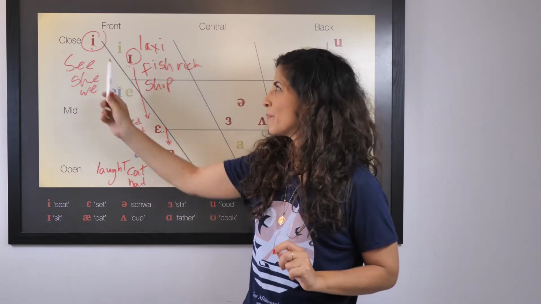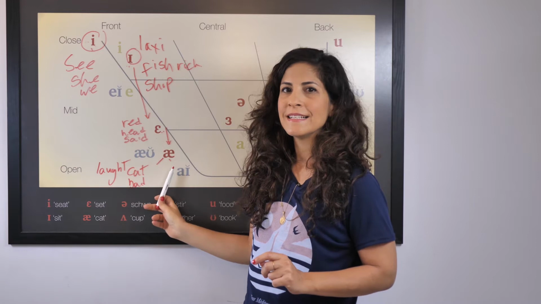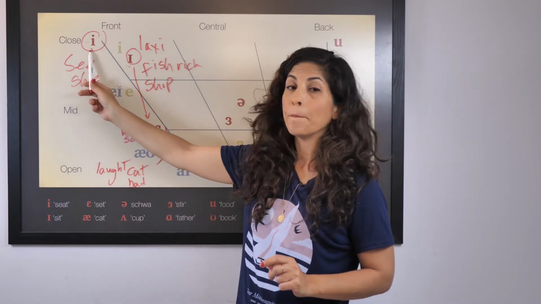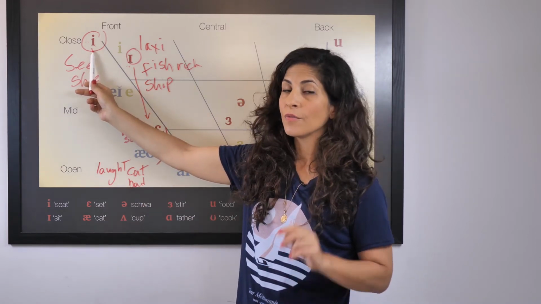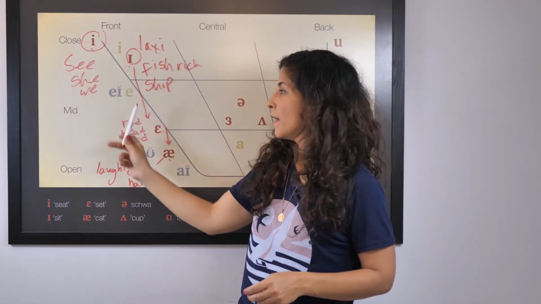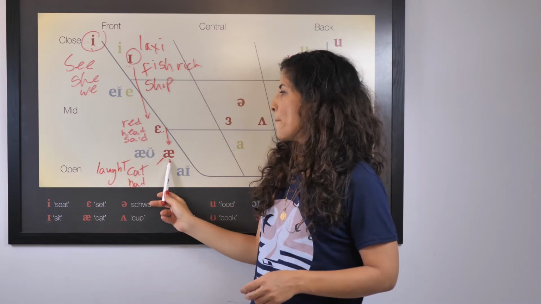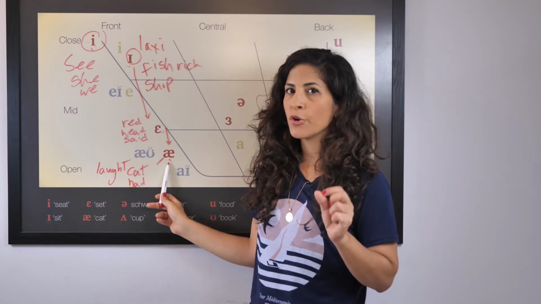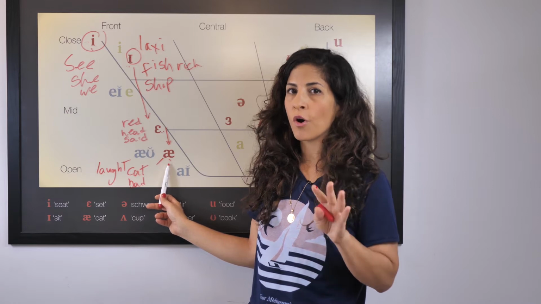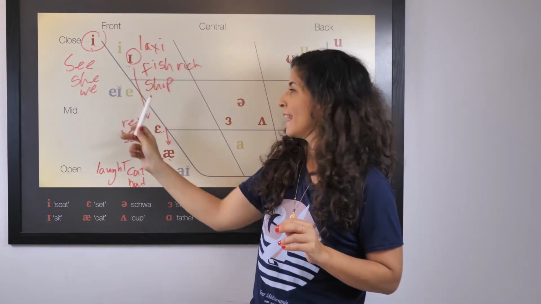Now do it with me. Seat, sit, set, sat. Bead, tense E, bid, relaxed I, bed, that's the E sound, and bad. Right? So these are pure vowels. The four pure vowels in American English. E, I, E, A.